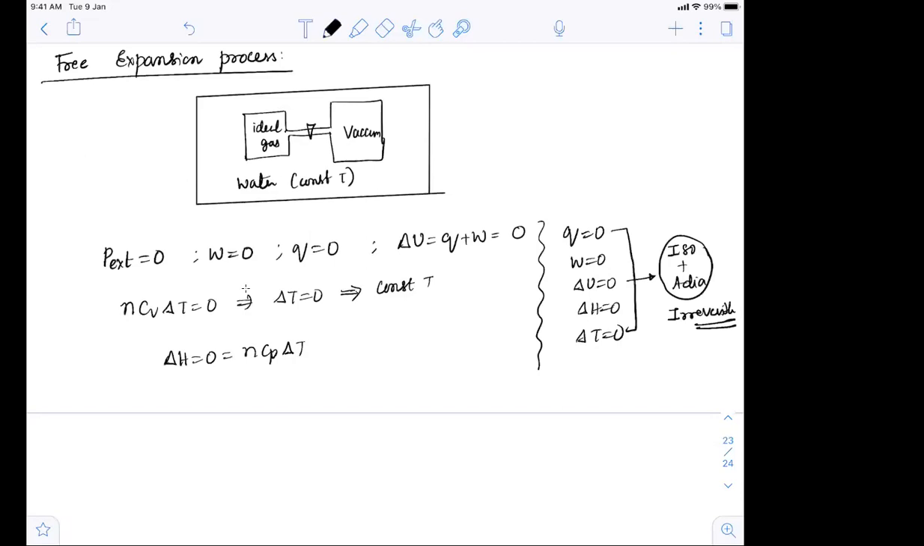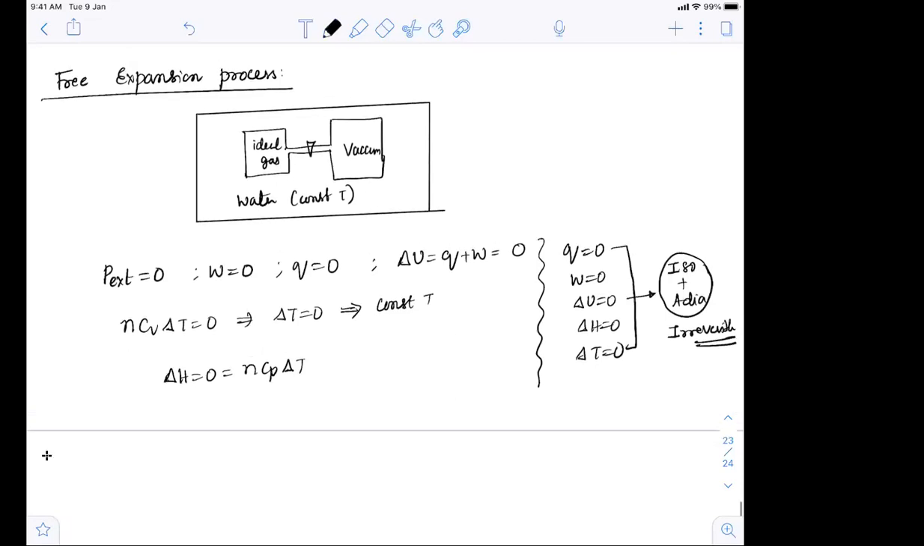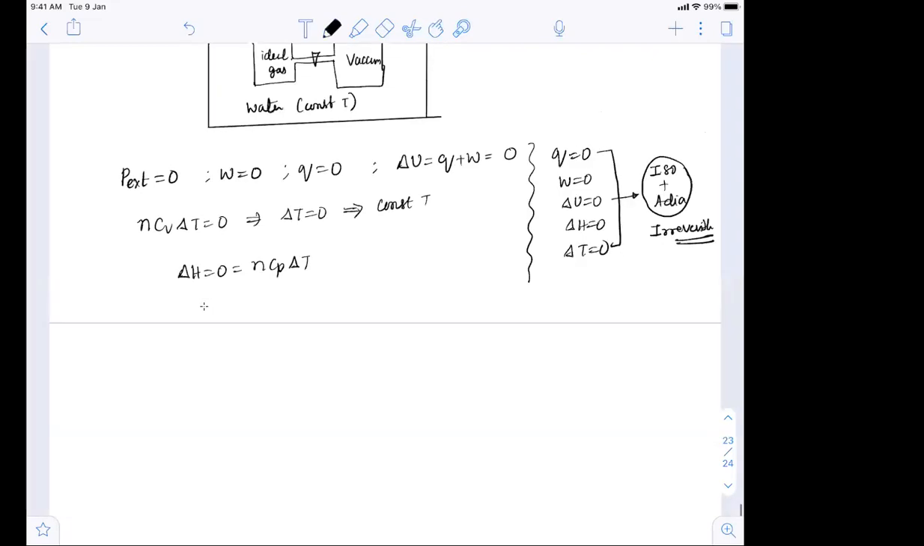Clear? All of you got this idea now? Free expansion is very important to understand what is happening with the work. Work is always 0 in this. Done with it? Right.